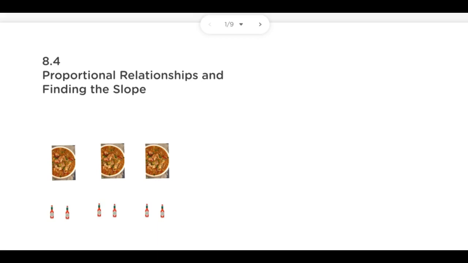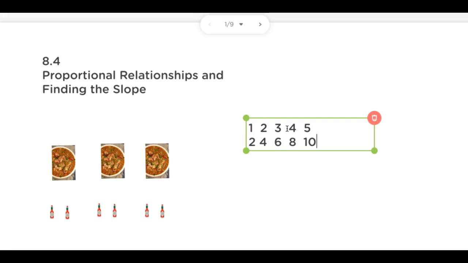This is what you call a proportional relationship, and that can be illustrated through a table. And I'm just gonna do a little cheap table here. Let's call this 1, 2, 3, 4, 5. For 1, we had 2. For 2, we had 4. For 3, we had 6. For 4, we had 8. And for 5, we had 10. This is what you call a proportional relationship.